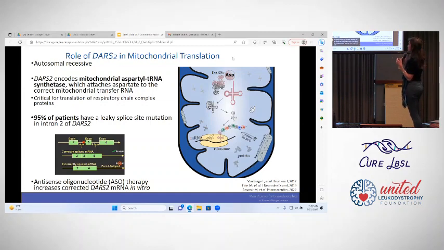What's interesting is that there's 20 different amino acids, so there's 20 different tRNAs, so there's 20 different tRNA synthetases within the mitochondria, but each one of these different tRNA synthetases leads to a different disease. So DARS2 is LBSL, HARS2 is something else, MARS2 is something else, and so they're very unique in their function because they serve different amino acids, but they all lead to a very different presentation when they're mutated.